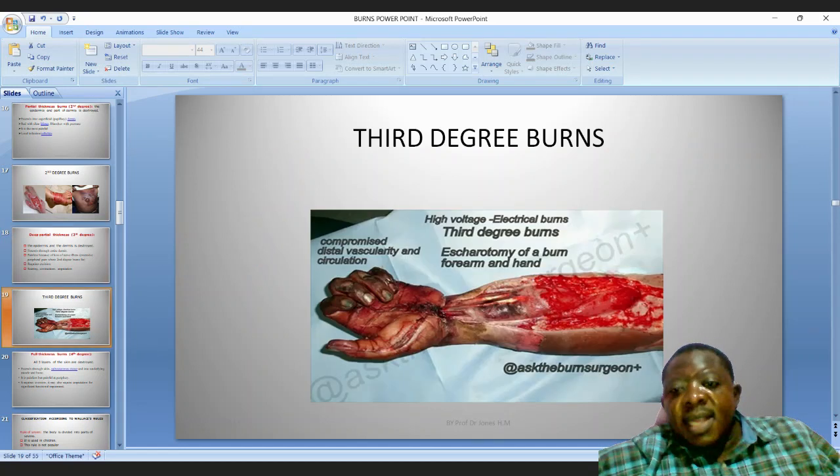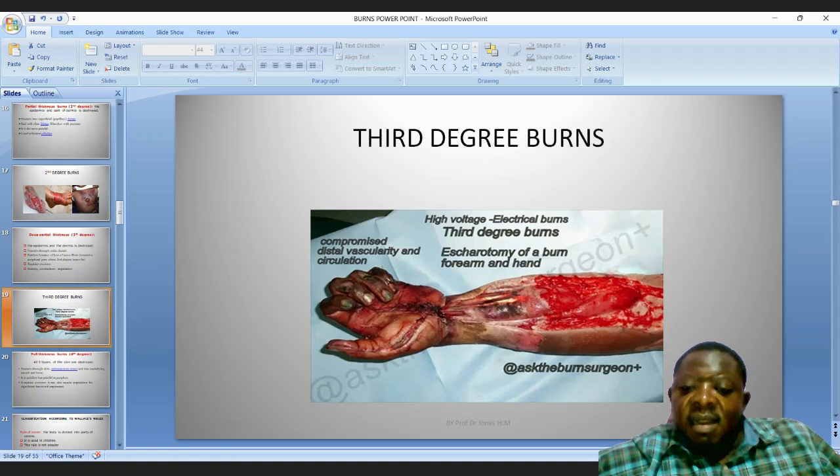So here is an example of third degree burns. This type of burn was due to high voltage. Third degree burns here, there is scar formation, and an escharotomy of the burned forearm and the hand can be advised, removal of the scar. So when the skin integrity is compromised, we see risk of infection.